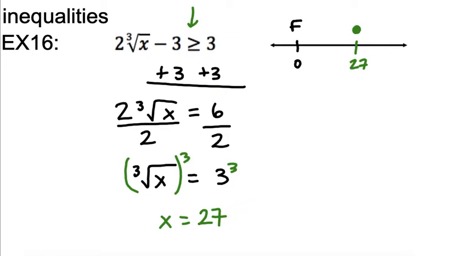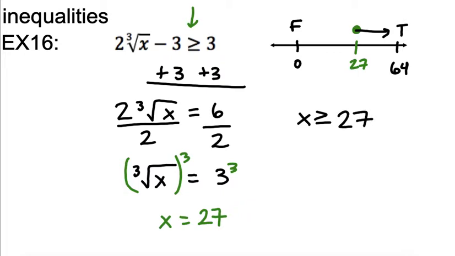Pick something bigger. Now I'm going to pick something I can actually take the cube root of, so I'm going to take 64, because the cube root of 64 on our exponent tables is 4. So 2 times 4 is 8, minus 3 is 5. 5 is greater than 3, so that is true. So this time, we're going to have an arrow that goes to the right. So our final solution is the following: x is greater than or equal to 27.